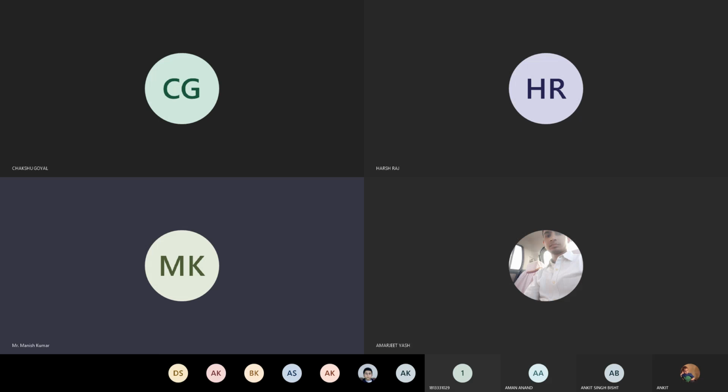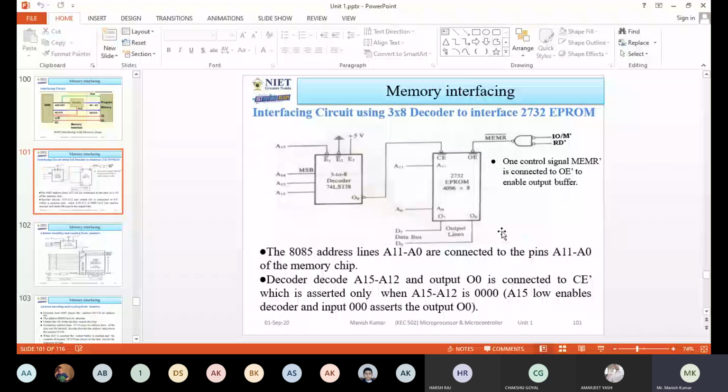For a particular memory, if the size is given, how can you find out the address lines and the address range? With the help of the address range, you can find out how to connect the memory with the processor.